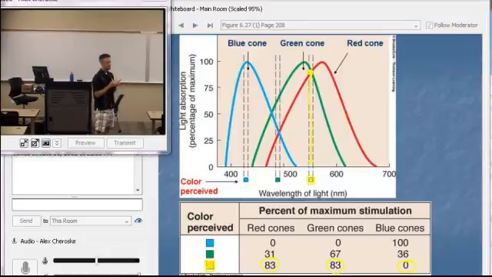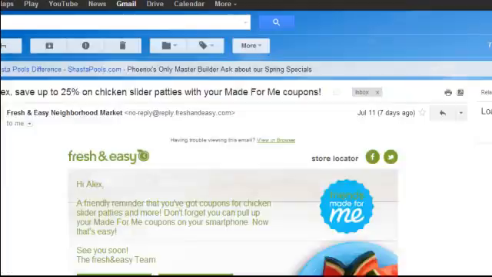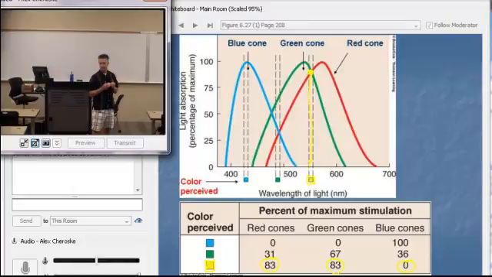Now usually, does anybody know anybody who's colorblind? So usually, is it a guy? Is it a woman? Okay. Usually, so that's very interesting.